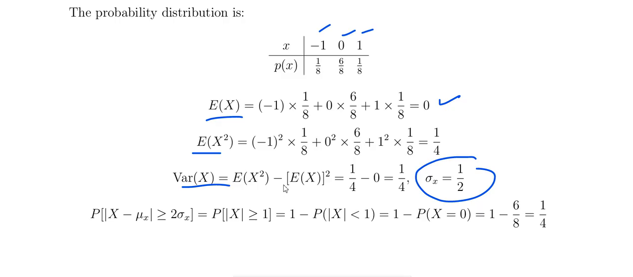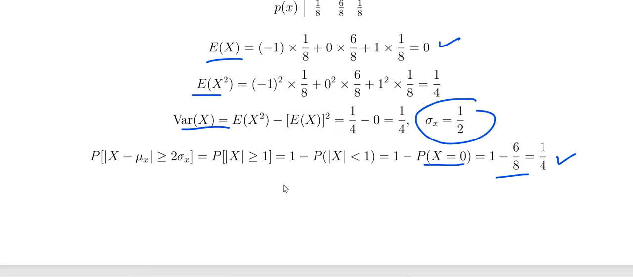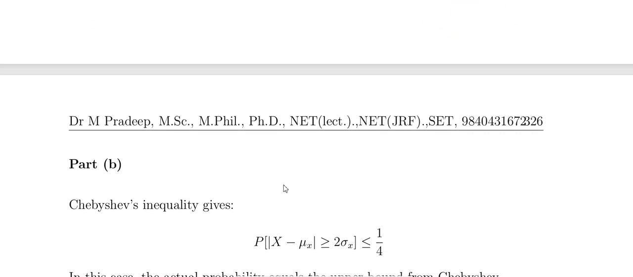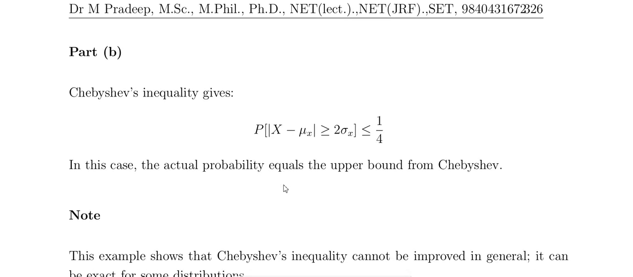Mod x greater than or equal to 1 is 1 minus p of mod x less than 1. That is 1 minus p of x equal to 0, that is 1 minus 6 by 8, which is equal to 1 by 4. So p of mod x greater than or equal to 1 equals 1 by 4. And when you apply the Chebyshev inequality, p of mod x minus mu x greater than or equal to 2 sigma x is automatically less than or equal to 1 by k square, where k is 2, so less than or equal to 1 by 4. So the actual probability equals the upper bound from the Chebyshev inequality.